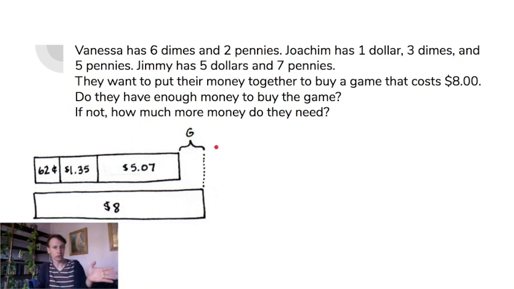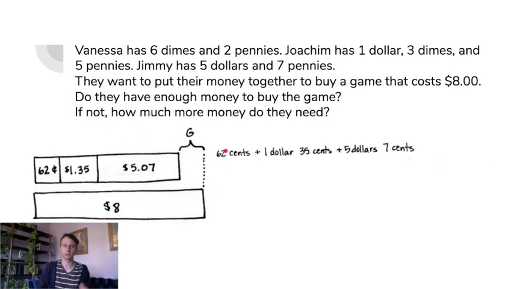No. All right, so let's put together their three amounts to start with. 62 cents plus $1.35 plus $5.07. All right, how can we do that? Well, we can say, hey, look, here's $6, $1 and $5, like putting the $1 bills together. Here's 62 cents, 35 cents, 7 cents. Add those up, you get 104.